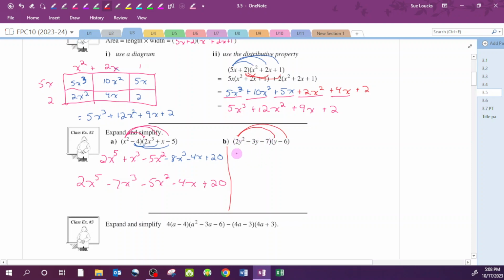Negative 2y times y is 2y cubed. 2y squared times y, right. And then it's 2y squared times negative 6, so that's minus 12y squared. And then I'm going to go negative 3y times y and times negative 6. So negative 3 times y times y is negative 3y squared. Negative 3y times negative 6 is negative 18y.